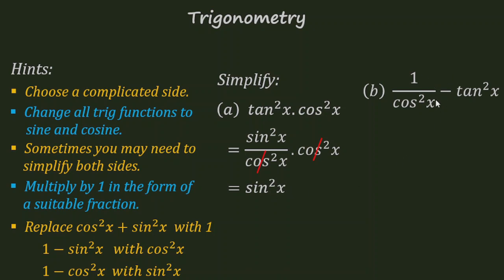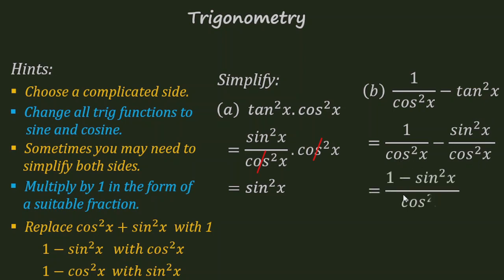When we come to number B, we can do the same. We know that tan can be written in terms of sine and cos. Then we find the lowest common denominator, which is cos squared x. And then the numerator becomes 1 minus sine squared x. But 1 minus sine squared x can be written as cos squared x. So we have cos squared x over cos squared x, which gives us 1.